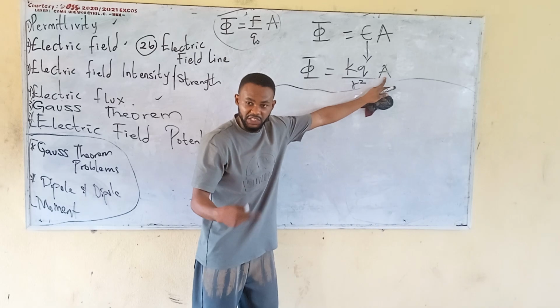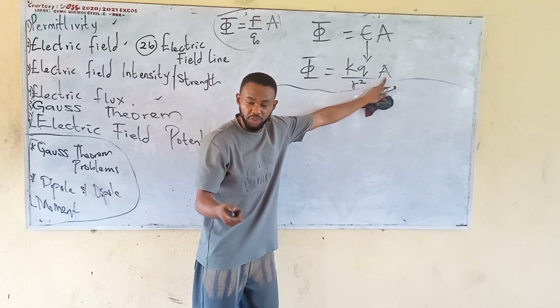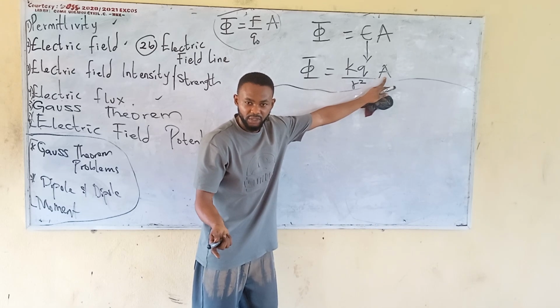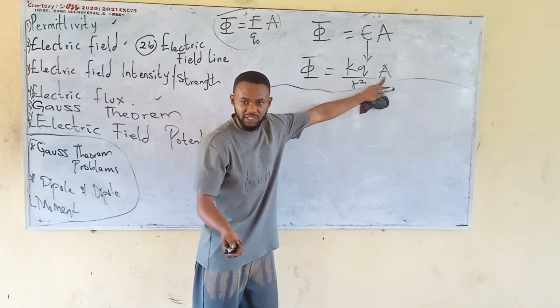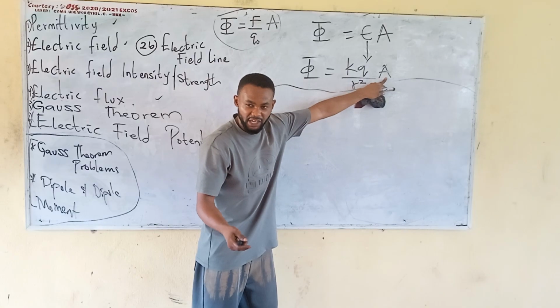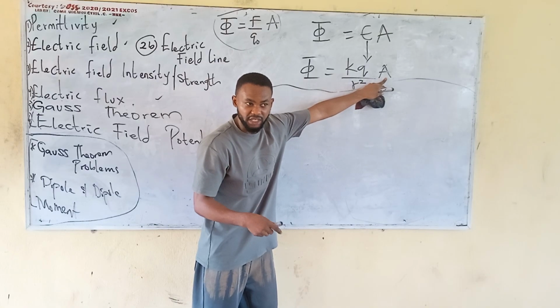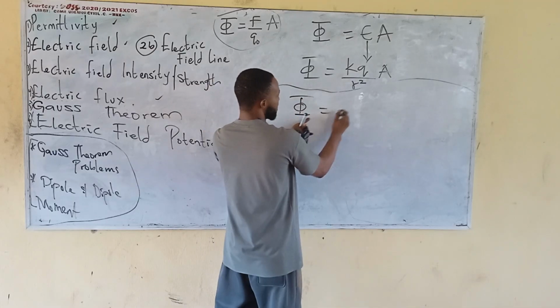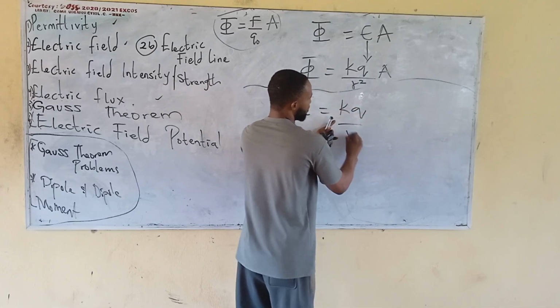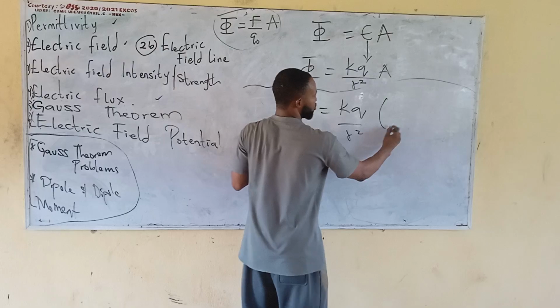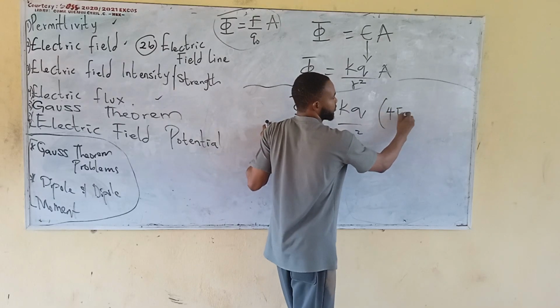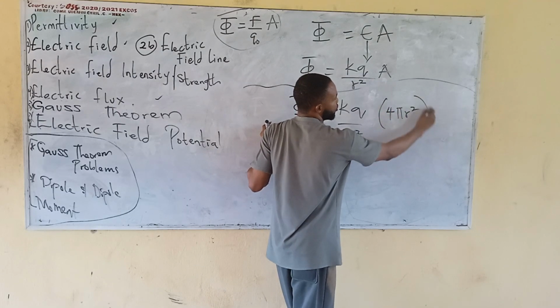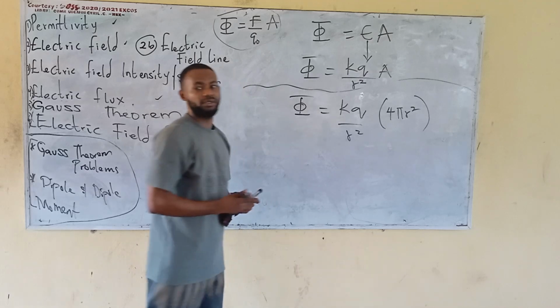So if the surface is a sphere, what we just need to do is to find the area of a sphere. If the surface is a cylinder, what we need to do is to find the area of a cylinder. Instead of A here, we replace it with the area of a cylinder. Instead of A here, if it's a sphere, we replace it with the area of a sphere. So what I can do here is to come for sphere. I'll have this to be the same thing as saying KQ over R squared. Area of a sphere is what? 4 pi r squared. Is it true? Yes. Check for me, I'll be sure.